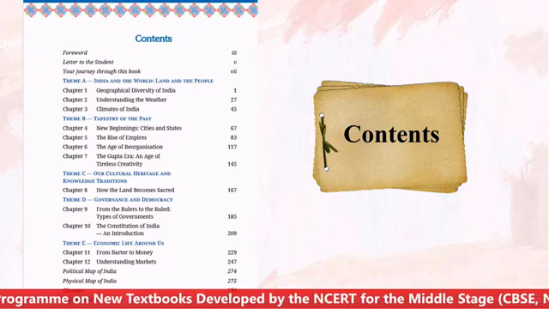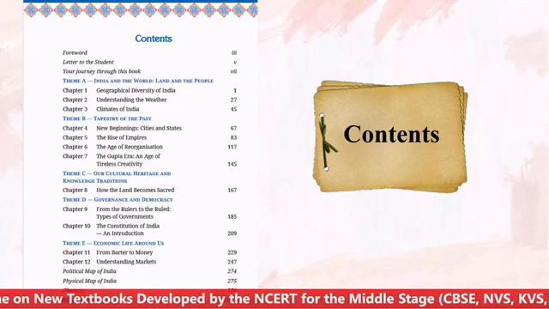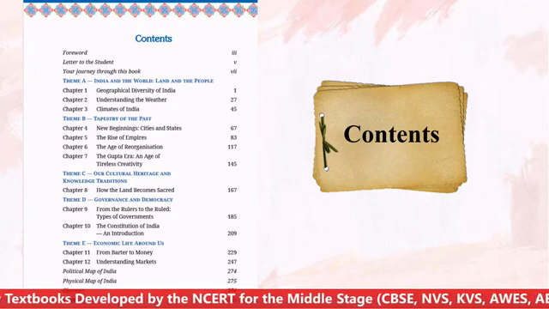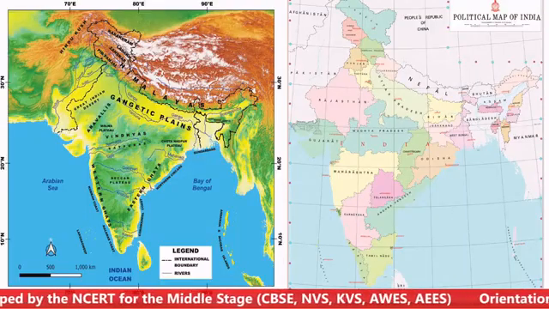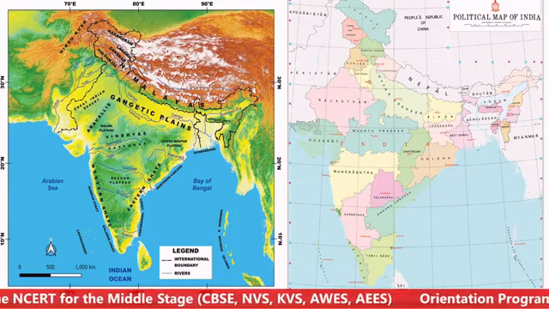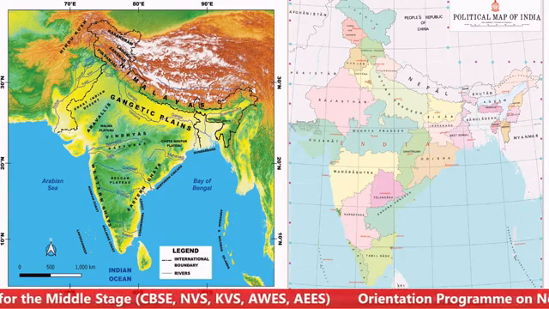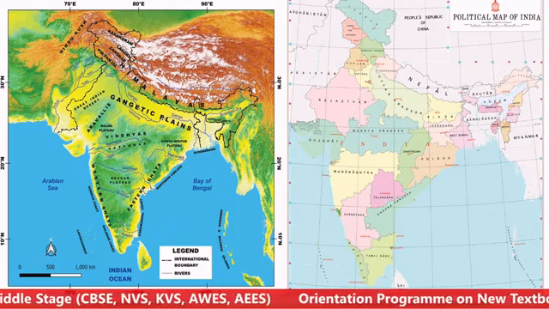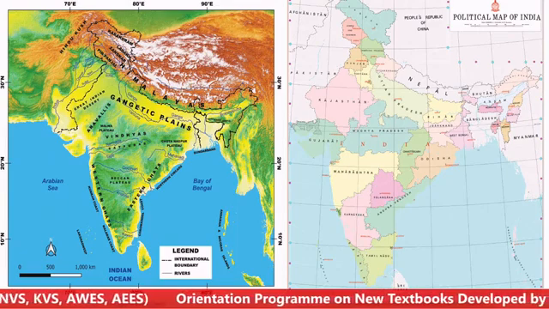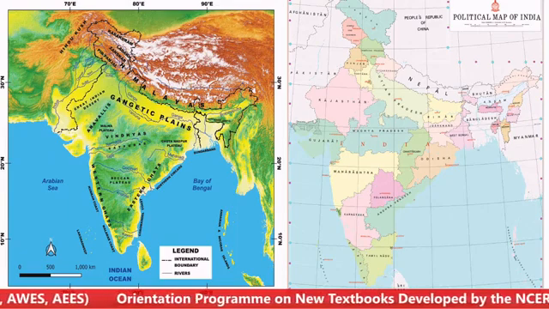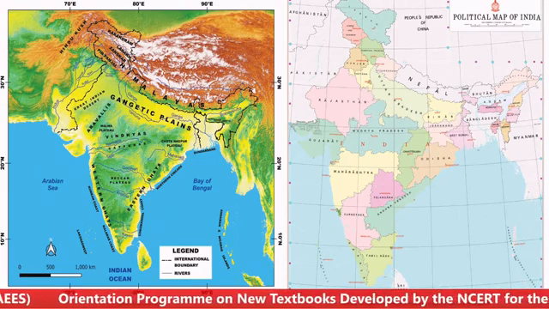So this is in brief about the contents, and as you can see there is a mention of a glossary also. So coming to the next, these two maps are given at the end of the textbook, and in all the chapters, wherever required, we are continuously referring to this physical and the political map. There are a lot of activities related to these maps.